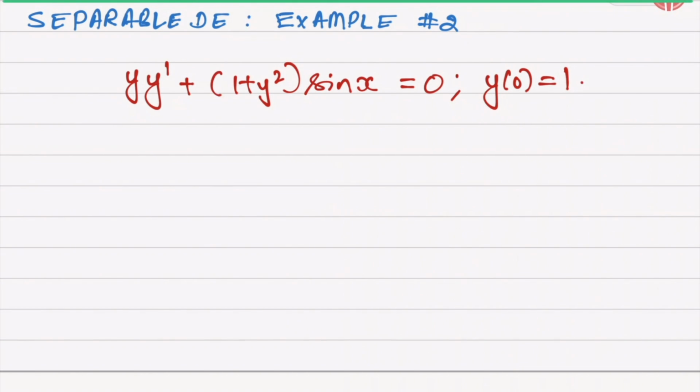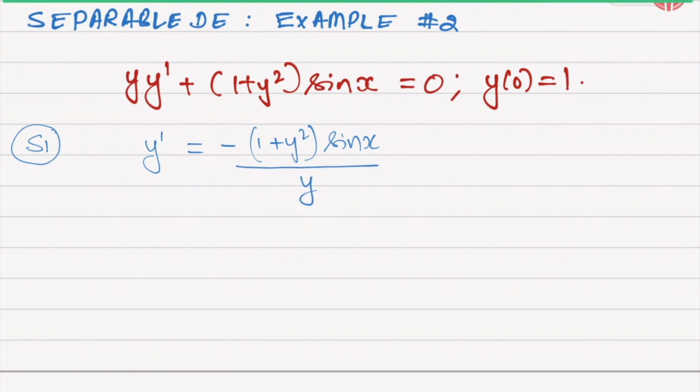So step 1 is to write down the differential equation in the standard form, which is going to be y prime equals negative 1 plus y squared times sine x, divided by y. Now the next step is to separate the variables. To do that, I'm going to keep all the y's on my left hand side and all the x on the other side. And before I do that, I am going to replace my y prime by dy over dx.